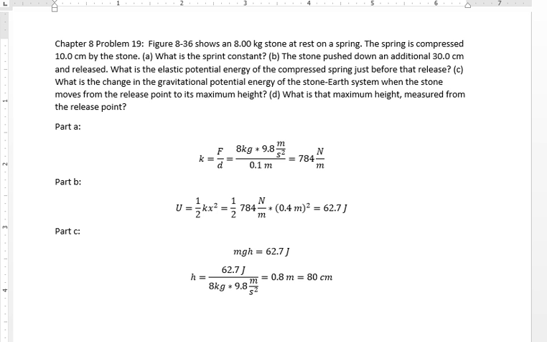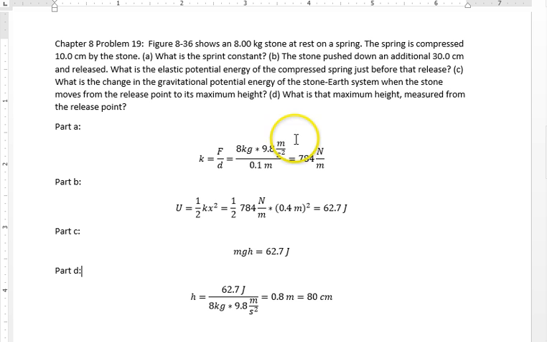All right. What is the change in gravitational potential energy of the stone-earth system when the stone moves from release point to its maximum height? And that is 62.7 joules. All right. 62.7 joules. That's all the energy stored in the spring. All of that gets converted into gravitational potential energy. So it goes up to 62.7 joules in energy in the gravitational field.